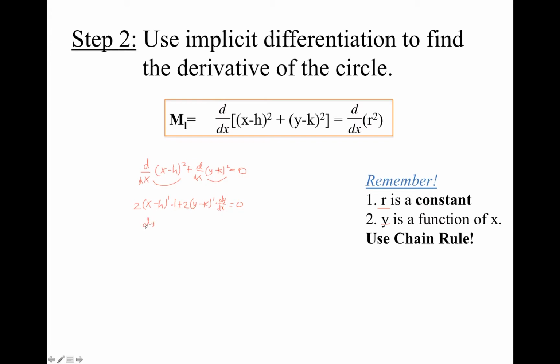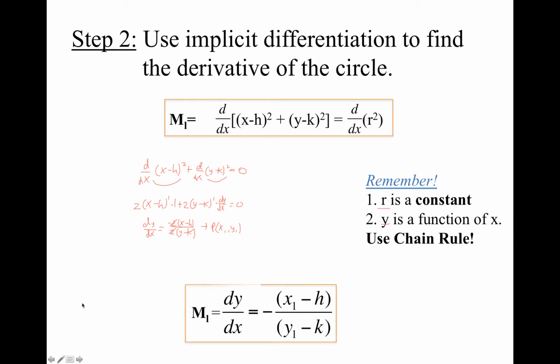So if we isolate that, we will get minus 2 times (x minus h) over 2 times (y minus k). And we can cancel out the 2, and if we plug in our point P (x1, y1), because we want to find the slope at this point particularly, then this is what we're going to get.